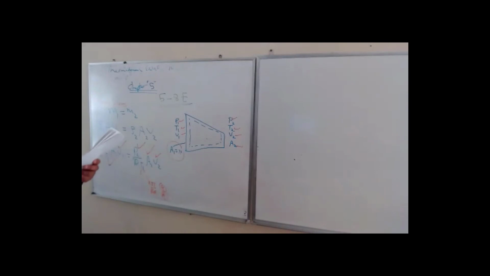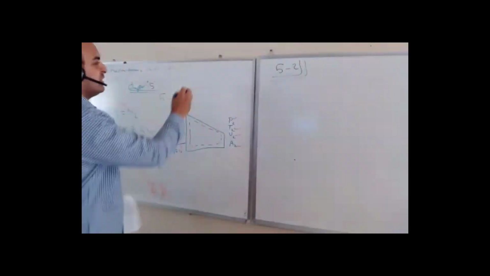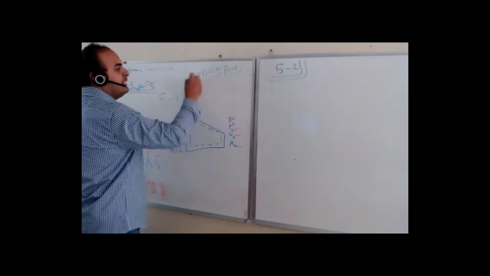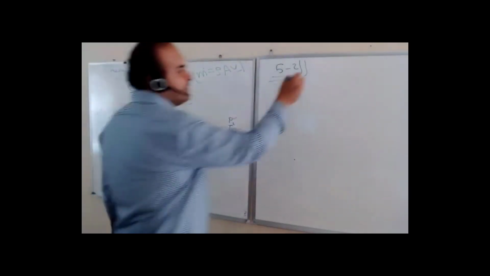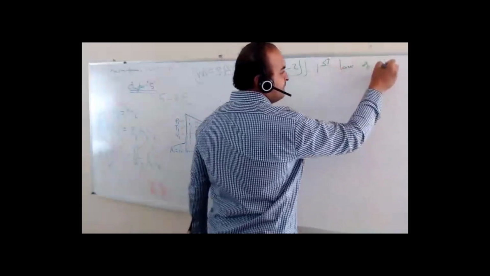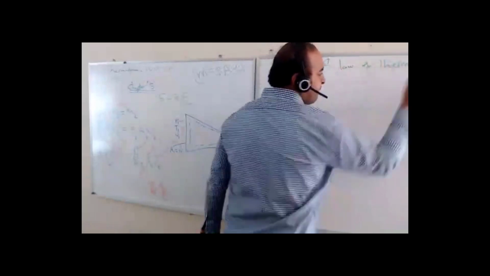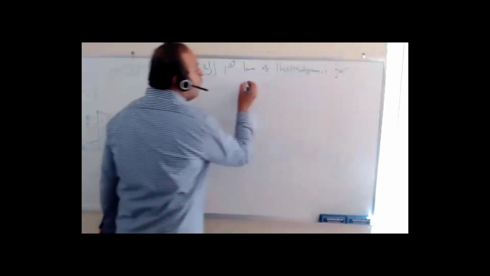Okay, guys. Let's move now to section 5.2. This is so important. M dot equals rho A V is so important. We need it for the following section, which is the first law of thermodynamics for open systems.